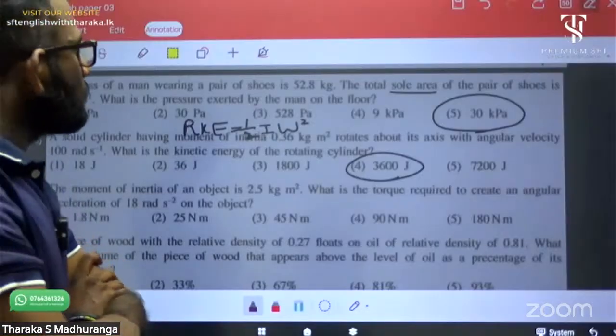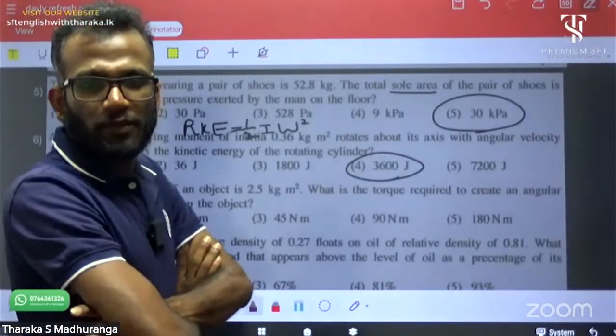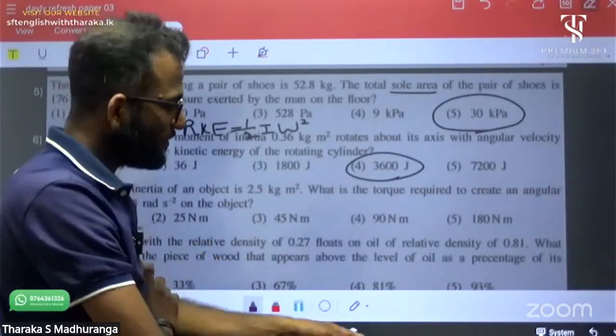If you didn't divide by 2, you got 7,200, which is wrong, because the equation is half I omega squared.